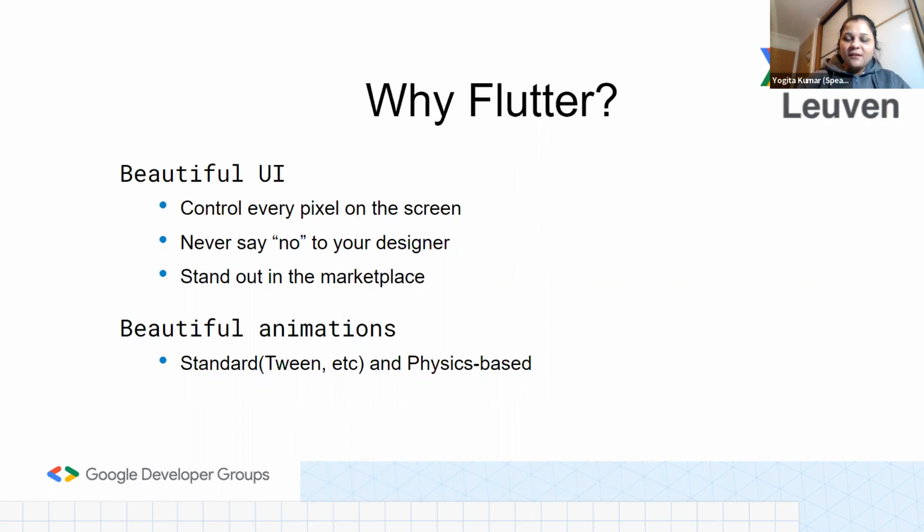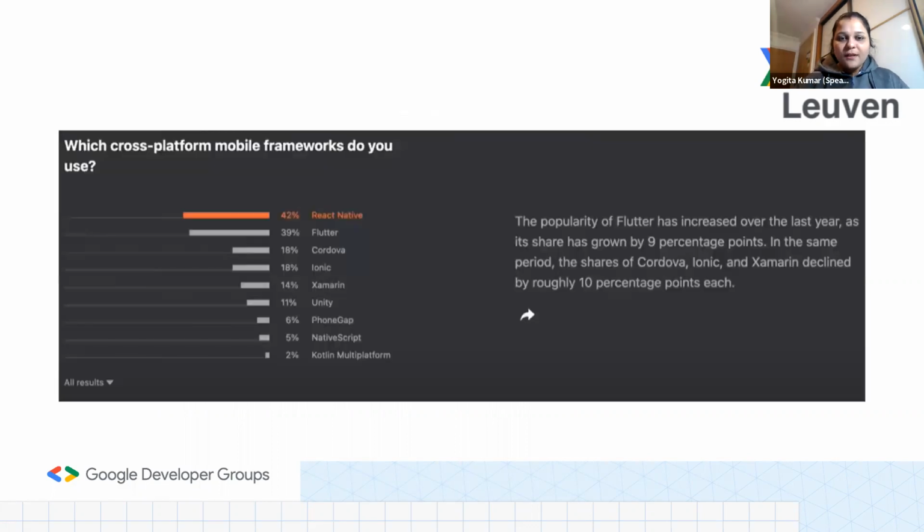From an animation point of view, everybody needs animation in a mobile application while swiping. Flutter provides lots of nice animation with the standard tween and a physics-based approach, which means it doesn't belong to one particular platform. You can build your animations in 2D and 3D using Flutter.